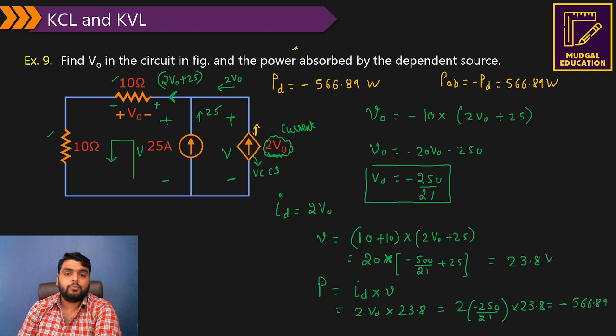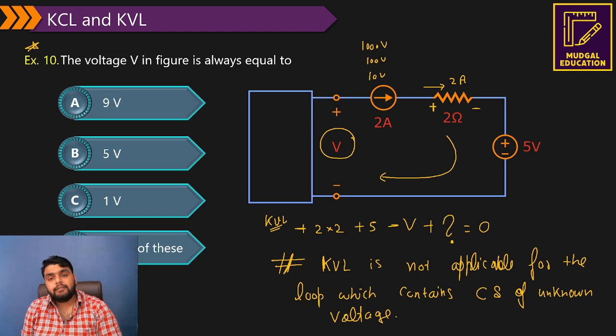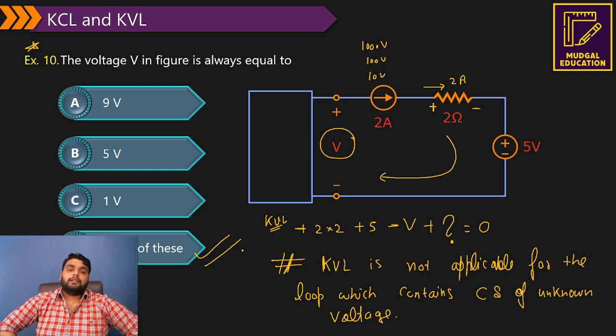For example, in the last question, the particular voltage V was across a current source, and we needed to find out that voltage. So there we can apply the KVL. But here, since we need to find out a voltage across some another branch, and the voltage across a current source is not given, the KVL is not applicable. And without KVL, you cannot solve this question. So the option is none of these. So the correct answer is none of these.